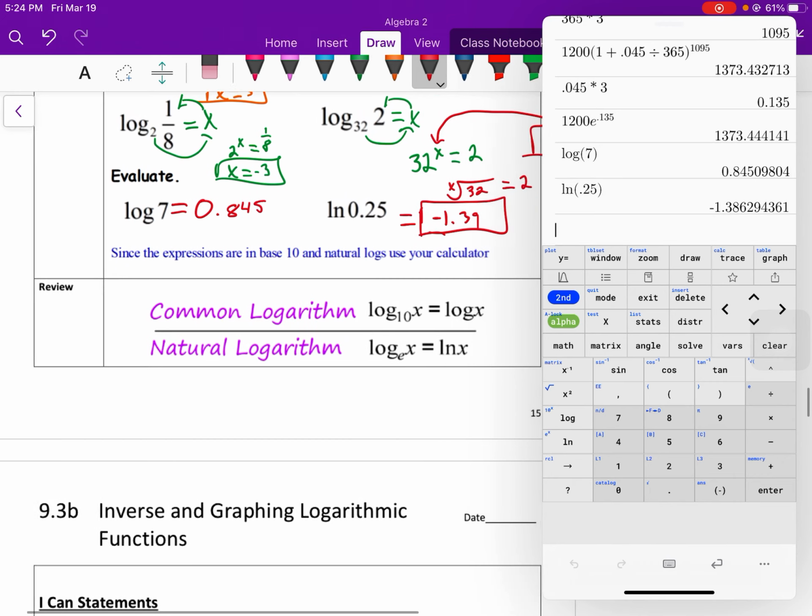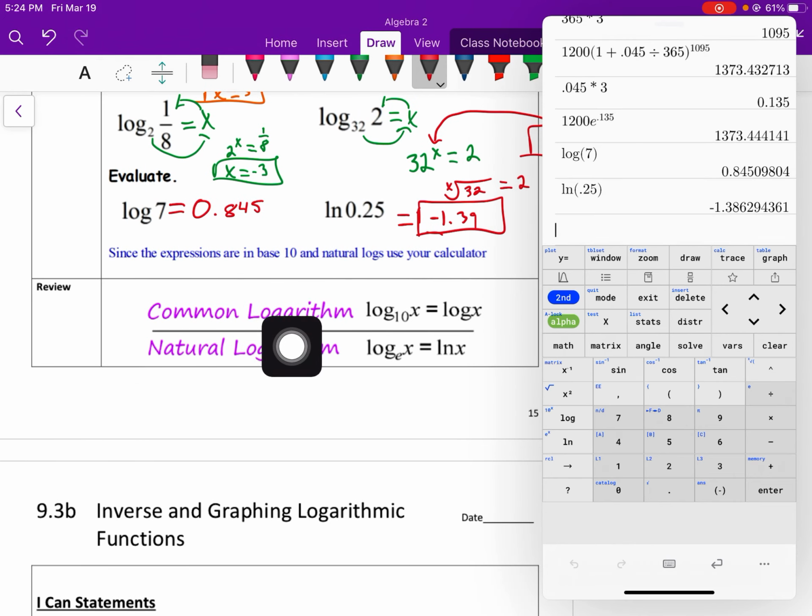Let's review. The common log is log base 10 of x, which equals log of x because the 10 is implied. And the natural log is log base e of x, which equals the natural log of x. That's when we can use these calculator properties. This stuff is fairly new, with some incorporated properties, so I hope you remember your properties of exponents. And again, with practice, with the homework, it should get better and better.